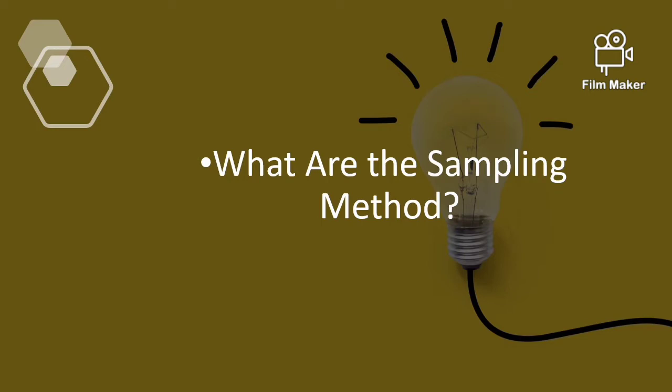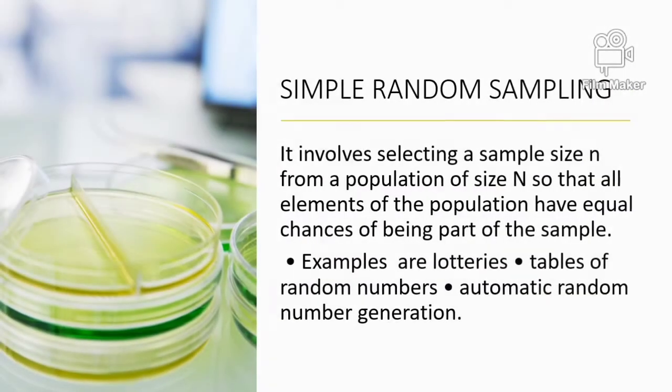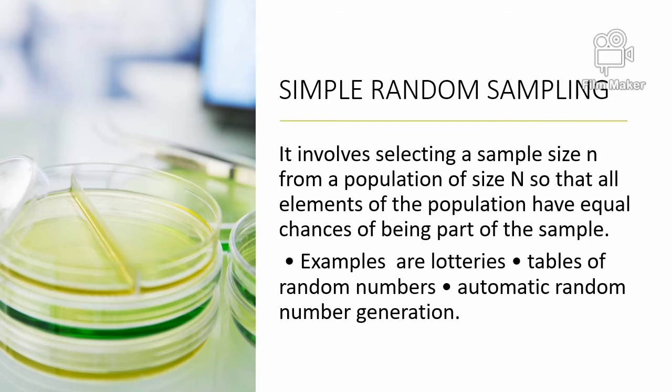What are the sampling methods? Number 1. Simple random sampling. It involves selecting a sample of size n from a population of size capital N, so that all elements of the population have equal chances of being part of the sample. Examples are lotteries, tables of random numbers, and automatic random number generation.